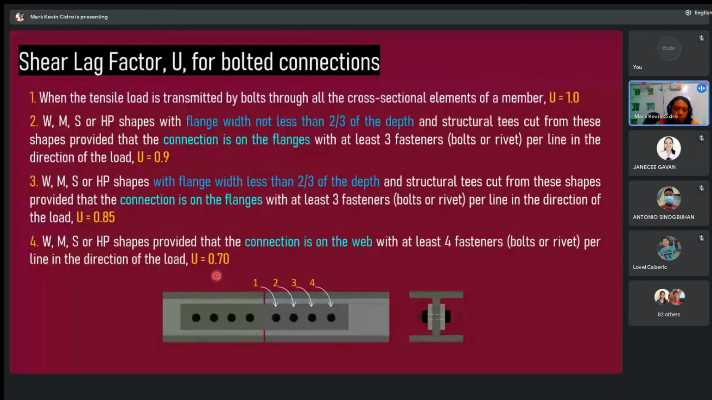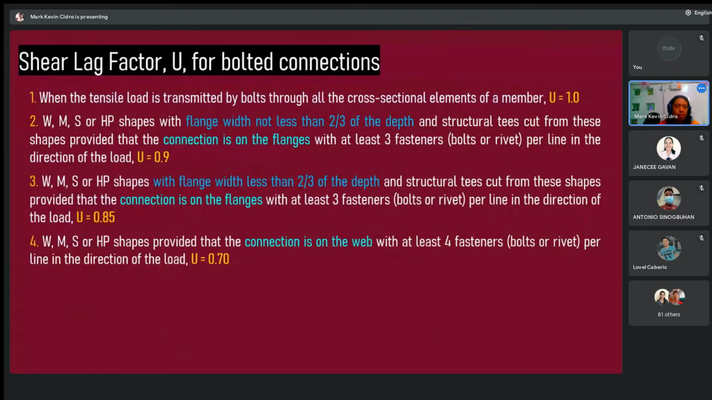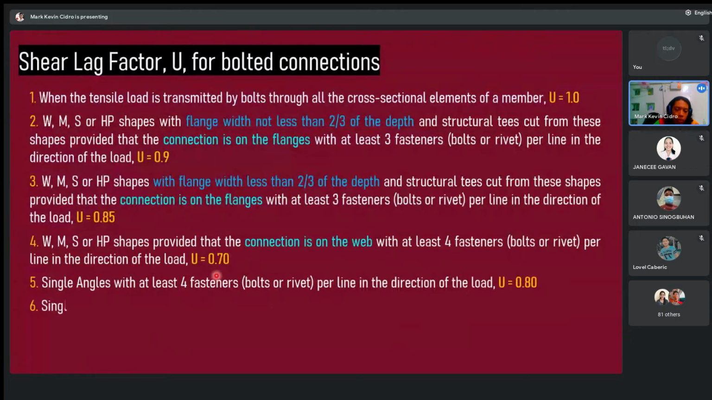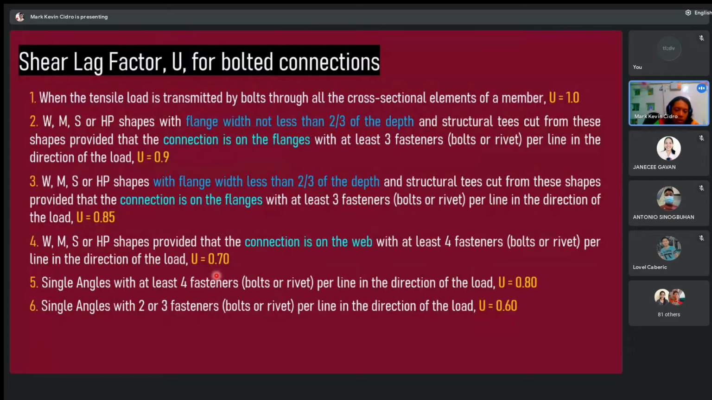There are 4 bolts. Number 5. Single angles with at least 4 fasteners per line in the direction of the load, your U is equal to 0.80. Number 6. For single angles with 2 or 3 fasteners per line in the direction of the load, U is 0.6. The difference between number 5 and 6 is 4 fasteners versus 2 or 3.